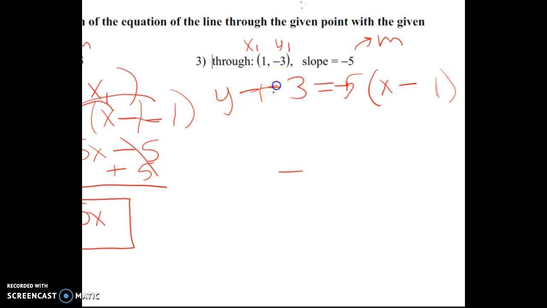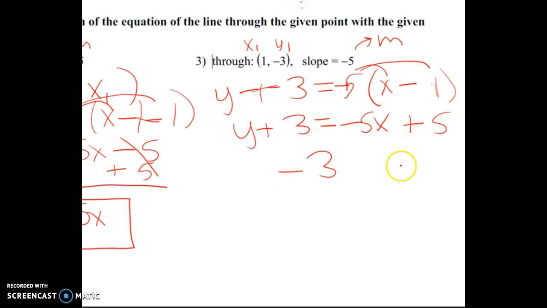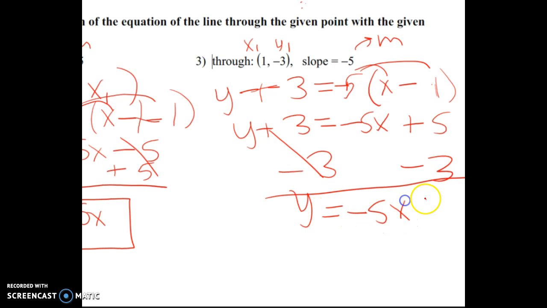Minus a negative turns into a positive. Y plus 3 equals negative 5x. Negative 5 times negative 1 is positive 5. Subtract 3. Y equals negative 5x and a plus 2 there.